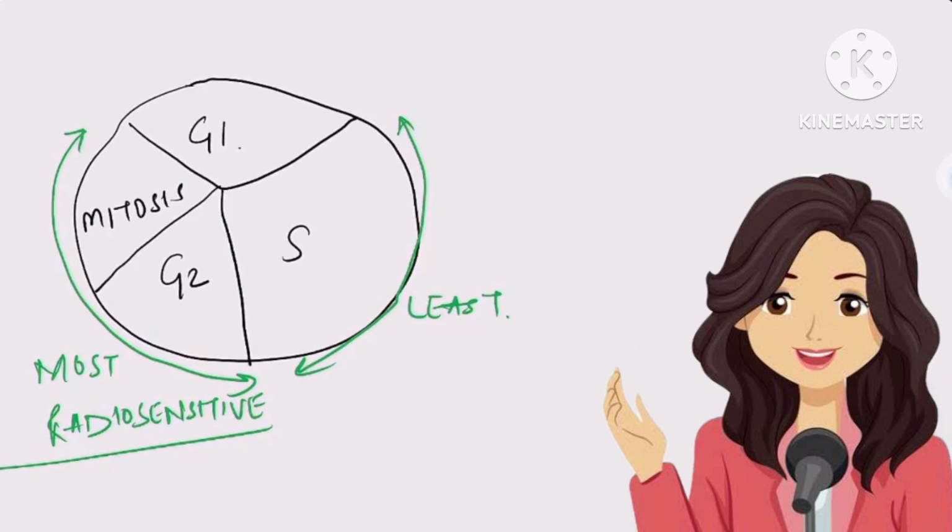Stochastic effects, meaning we are not talking about an operator or a patient or a technician. It is common to all. It can bring out change in any patient or any person, not specifically an operator or a dentist or a patient. It is common to all. We are talking about general effects that can take place due to this ionizing radiation.